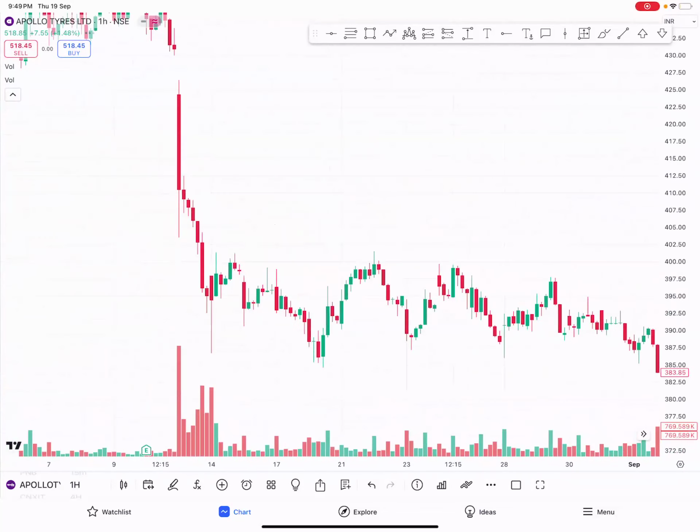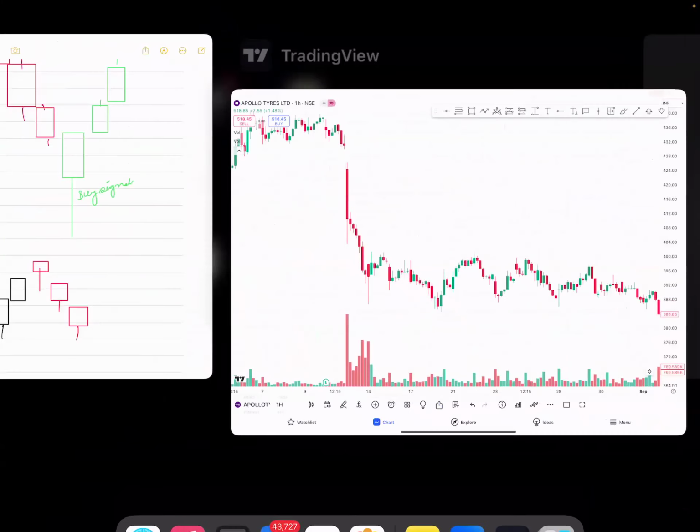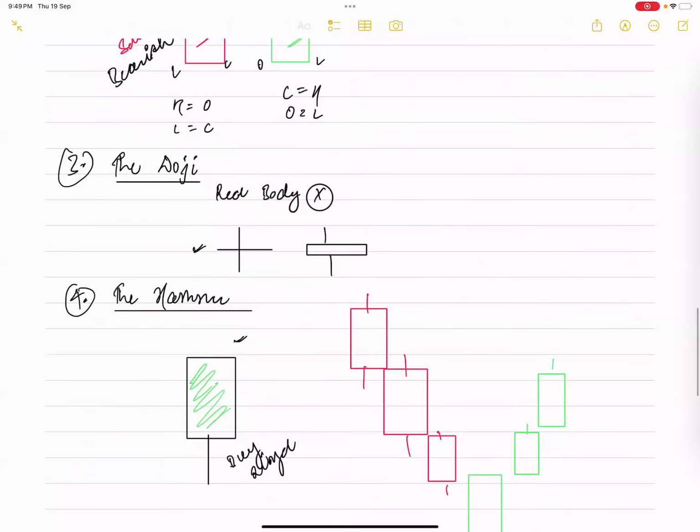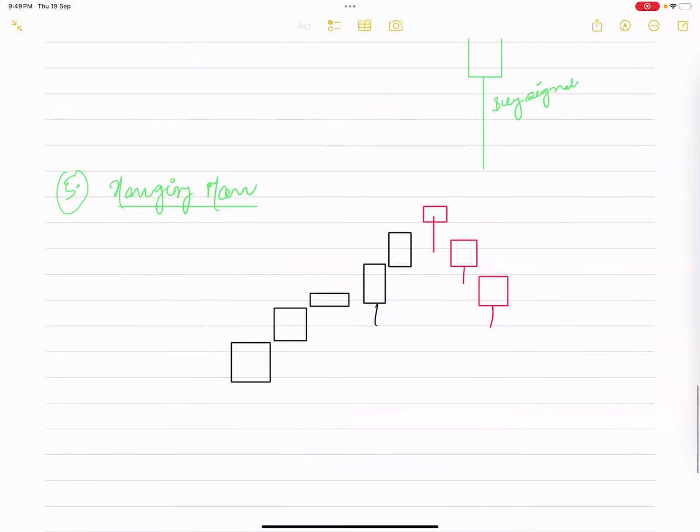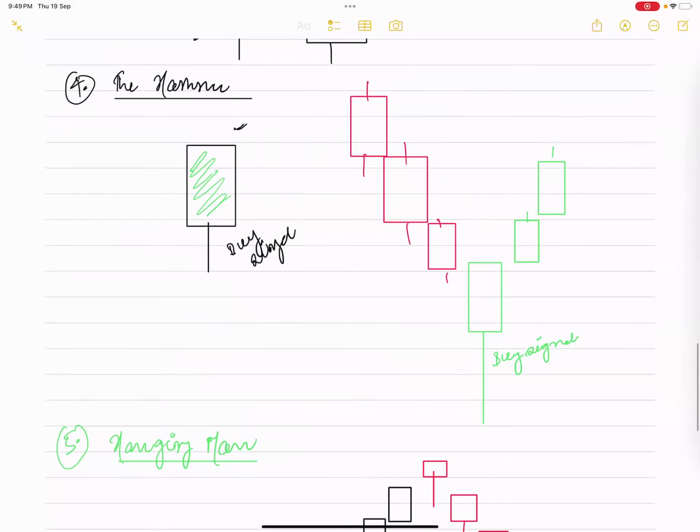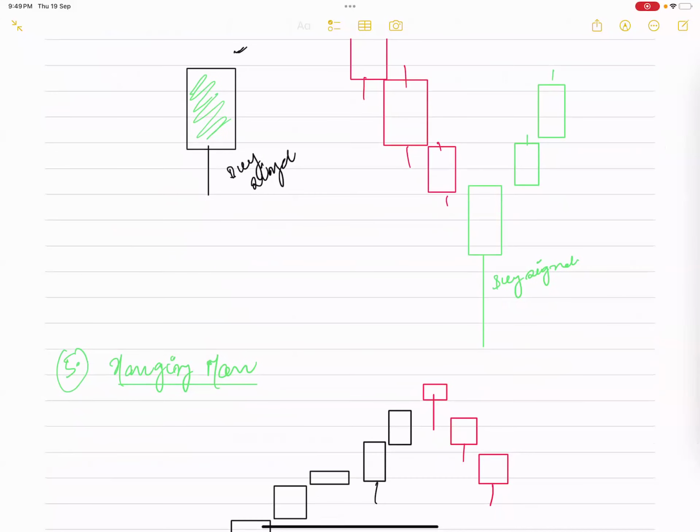Okay. I have a question. Like the hammer or the hanging man, we have the wick on the downside, right? What is that candle known as where we have the wick on the upper side and we don't have a wick on the lower side? That's basically a spinning top.